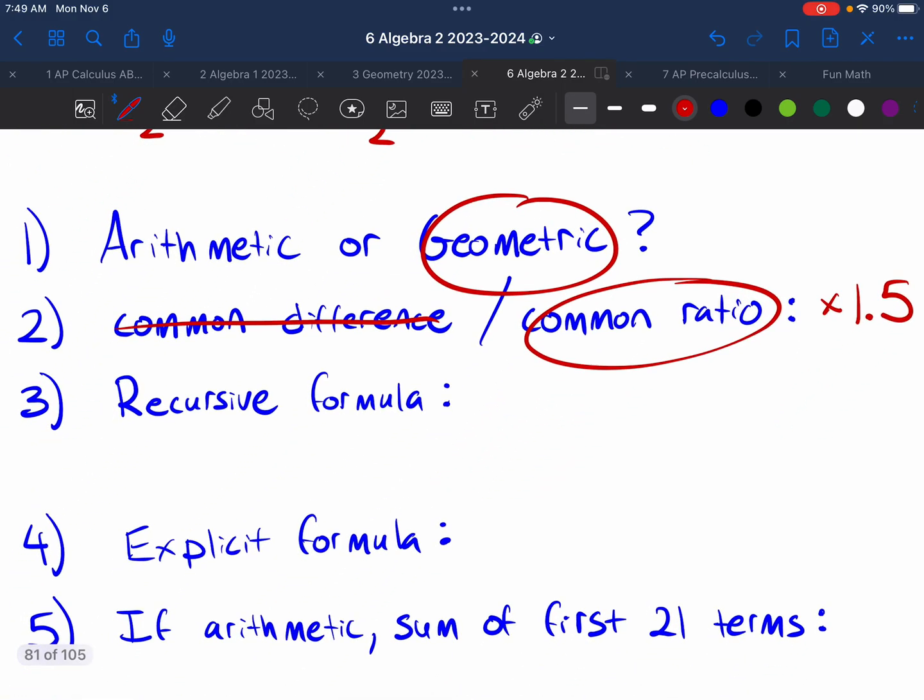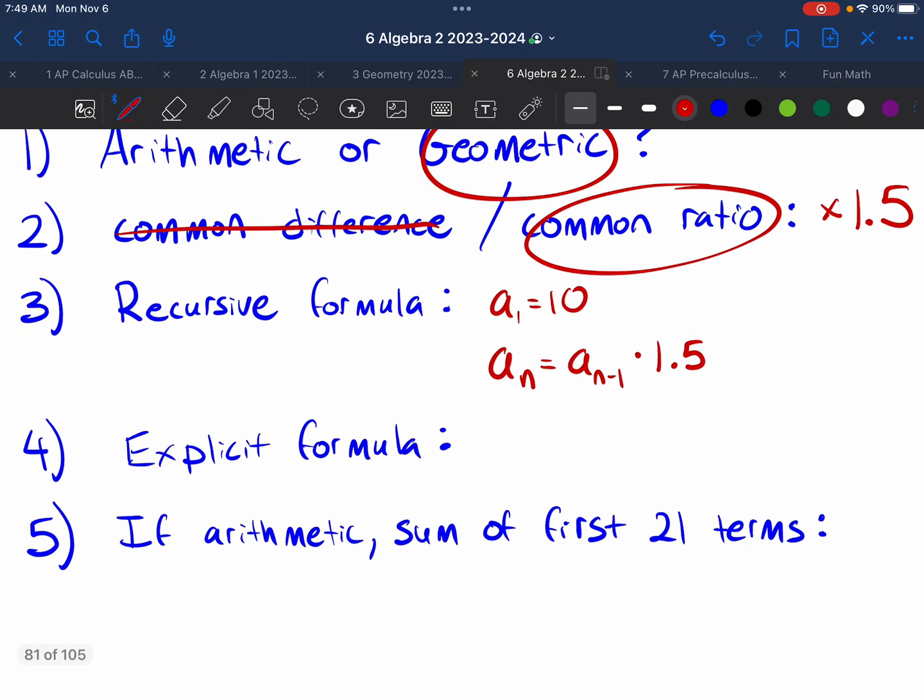Our starting term, in this case, she started with 10 questions. So our first term is 10 questions. And then to find the next term, our recursive formula, a sub n, is going to be equal to the previous term, a sub n minus 1, and we're going to multiply by 1.5. Again, if you like using fractions, you can use fractions, but I typically don't like mixed fractions. I like decimals if I have to mix numbers.